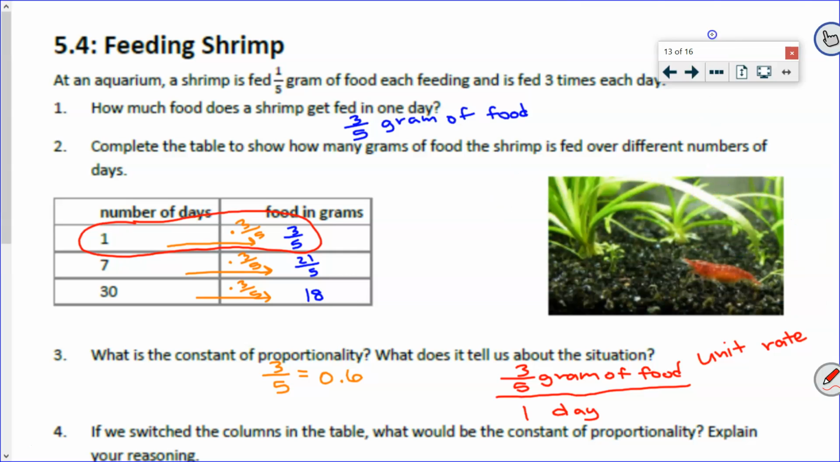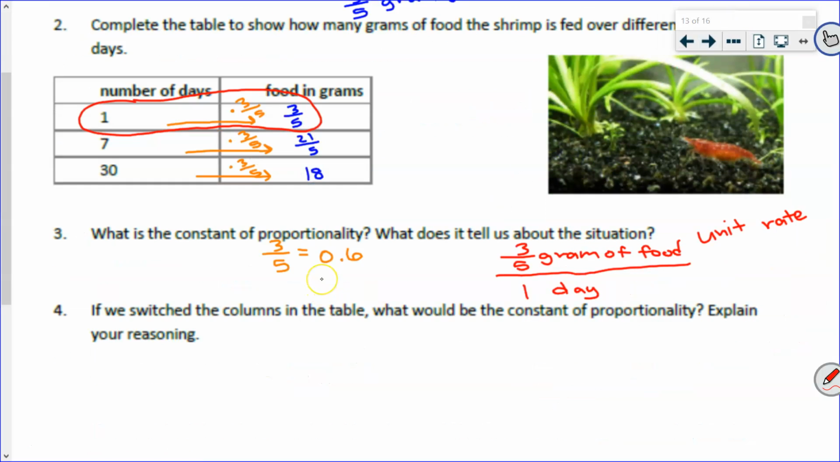Now the question is this: what if we switched the columns in the table? Is that a question or a comment? Okay. Is that relating to this problem? Okay, go ahead.